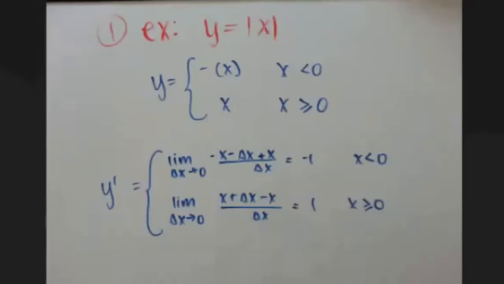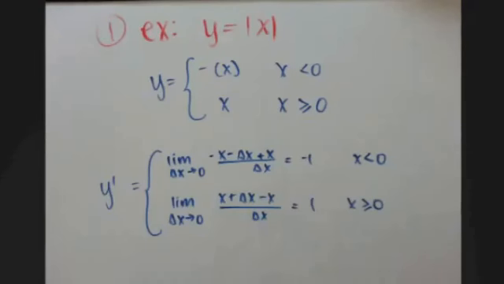When we solve for the derivative function, we have to do something similar, splitting it up into a piecewise function. This way, we get the limit as delta x goes to 0 for all values less than 0 equals -1. We find that the limit as delta x goes to 0 for all values greater than or equal to 0 equals 1. The left-hand and right-hand limits don't equal each other, and that's a problem.